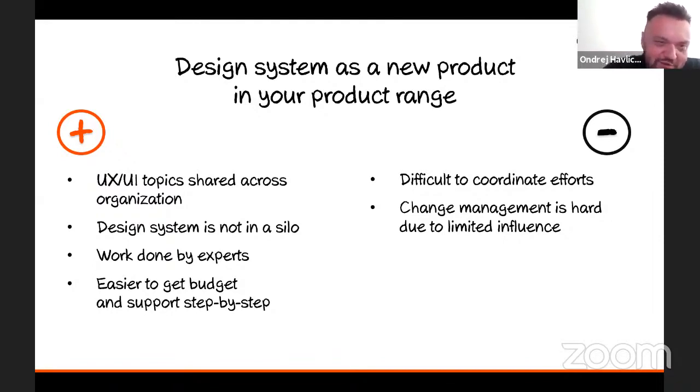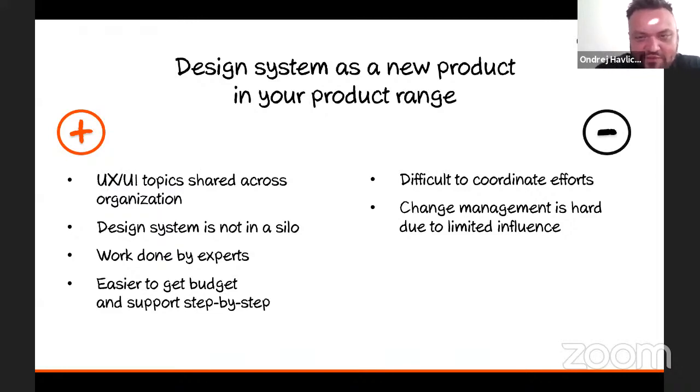So what are the benefits, in my opinion? I think the main benefit is that the UI, the UX topics are not locked in a silo, like in a design team or in a design system team, and they can be shared across the whole organization. Another thing is that the work is done by experts, so you need documentation, ask a technical writer, you need visual design, ask a visual designer. And it is done exactly in the same way as for the products which are shipped to the external customer. And I think this approach allowed us to gradually grow, gradually get budget and support step by step.